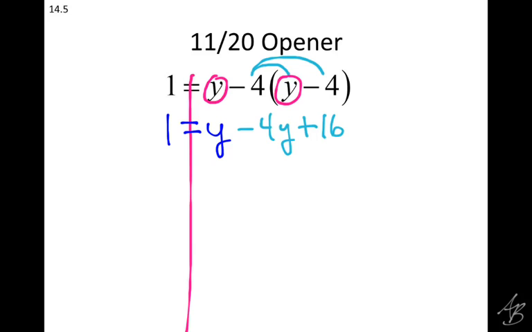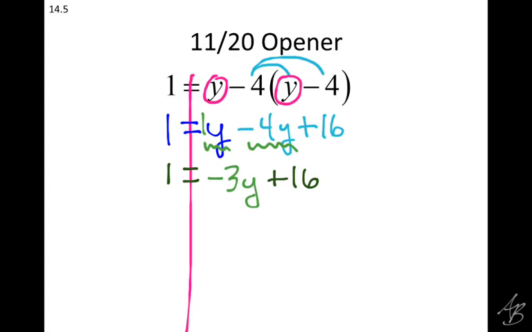So just like the last one, now we can combine like terms. So we've got the y and the negative 4y. What is y minus 4y? I think most people said it. Negative 3y. So 1 minus 4 is negative 3, so it gives us negative 3y. And then we've got our plus 16 that we bring down. And then we've got our 1 on the other side and equal sign on the line.